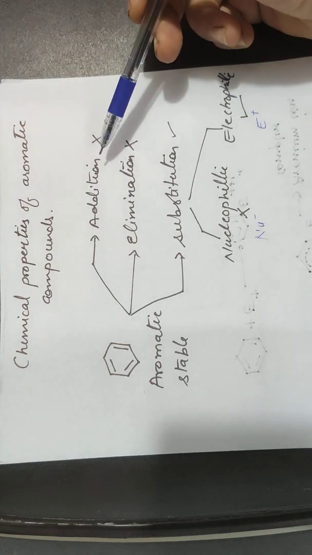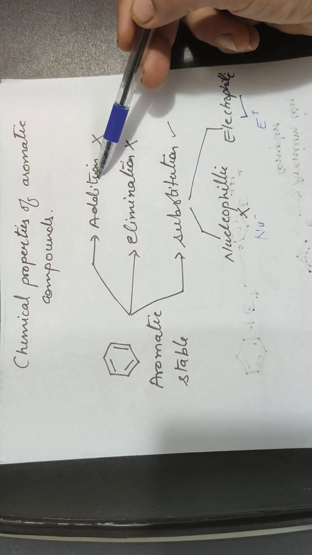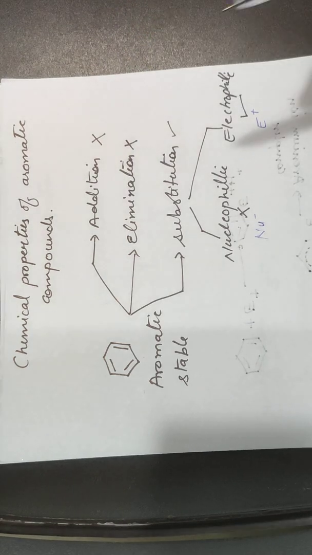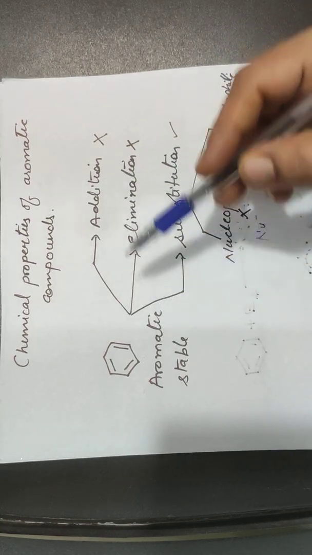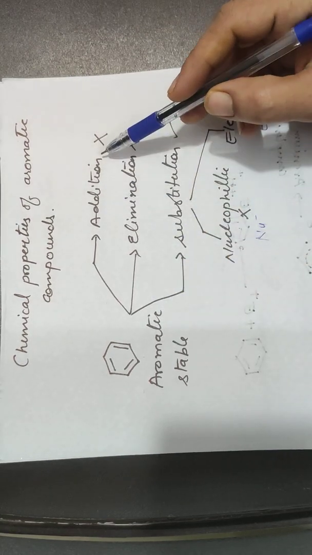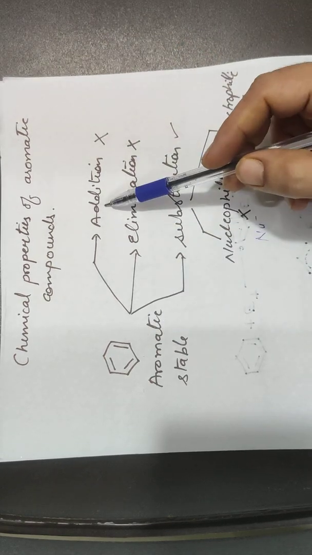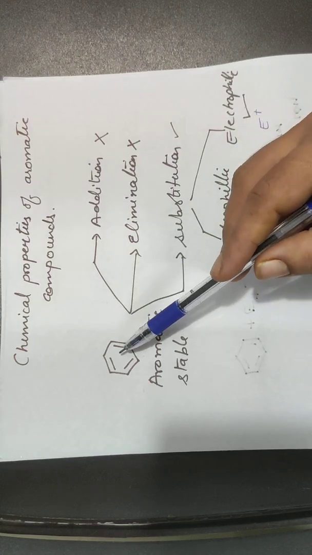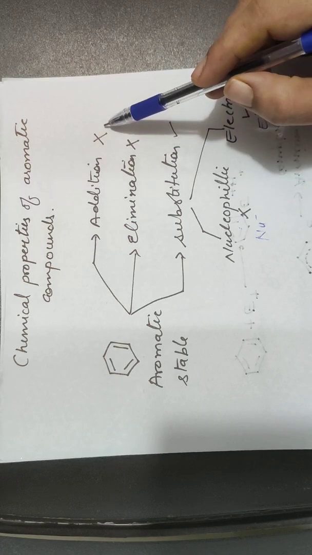Generally, we have three options of reactions in any compound. These are addition, elimination, and substitution. If I talk about addition reactions, in aromatic compounds, addition reaction is not possible. Why? Because if this compound undergoes the addition reaction, it will be converted into the saturated one. That means its aromaticity will get finished. That means there is no option of addition reaction.